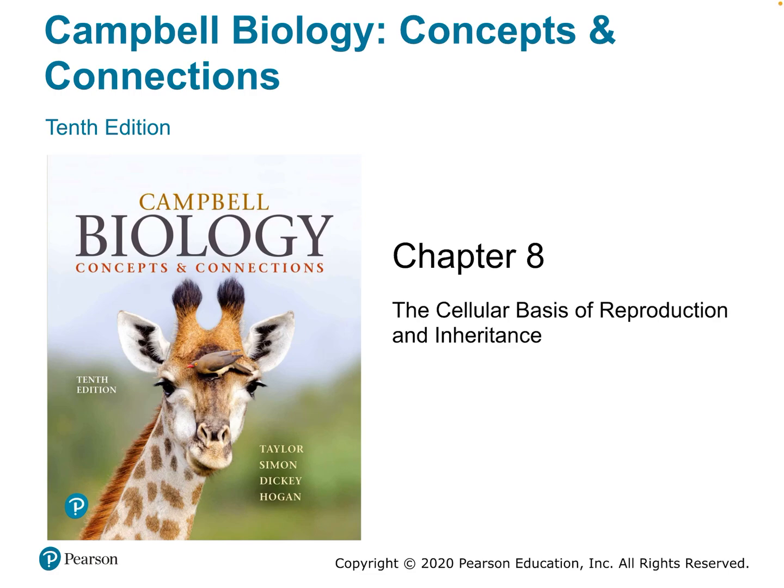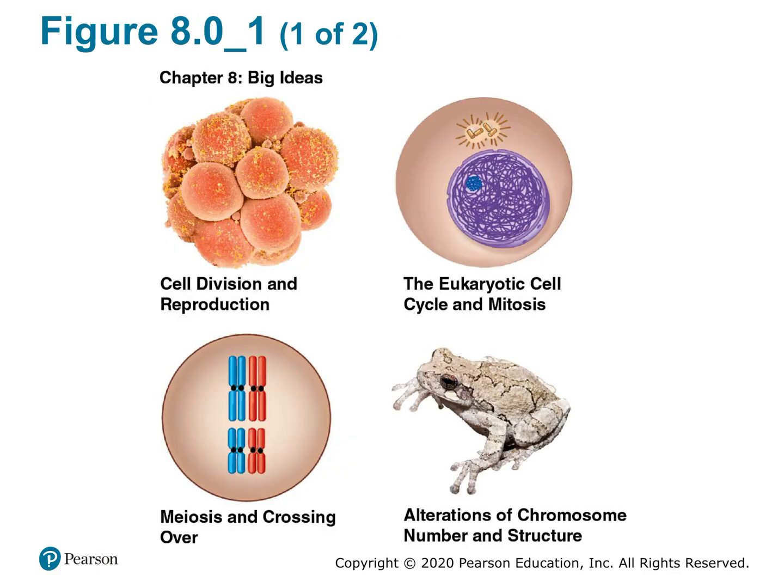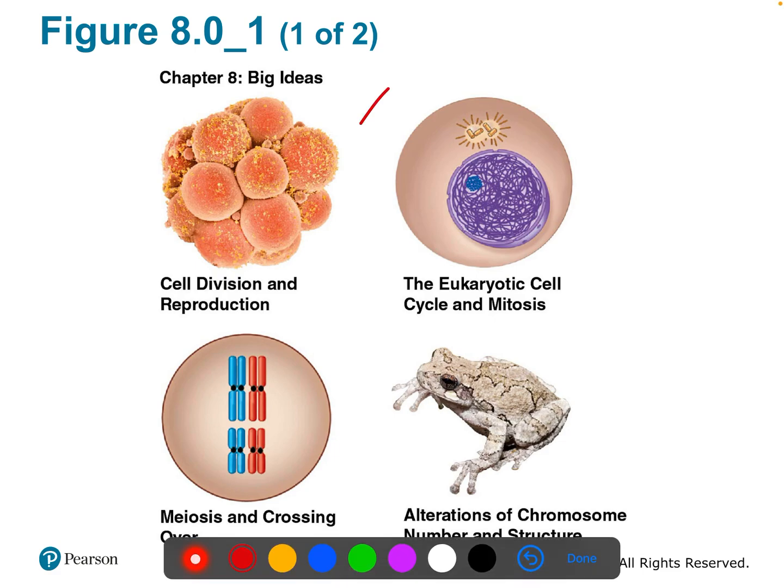Greetings, students, and welcome to Chapter 8, the Cellular Basis of Reproduction and Inheritance. In this particular chapter, we're going to look at four big ideas. We're going to look at cell division and reproduction. We're going to look at the eukaryotic cell in terms of mitosis. Then we're going to cover meiosis, and then we're going to close out looking at alterations of chromosome number and structure. That'll be the last part of our chapter.